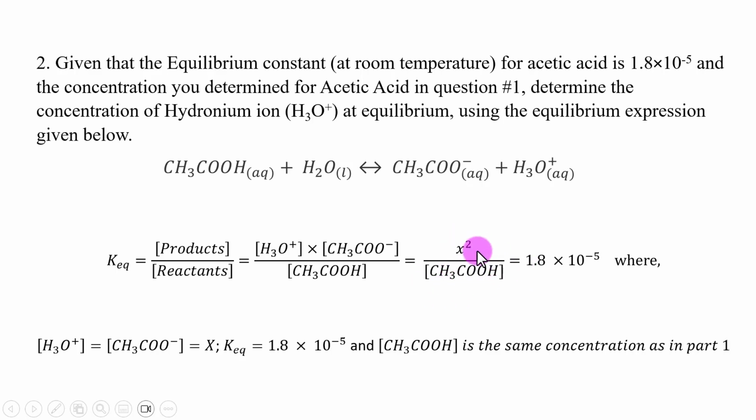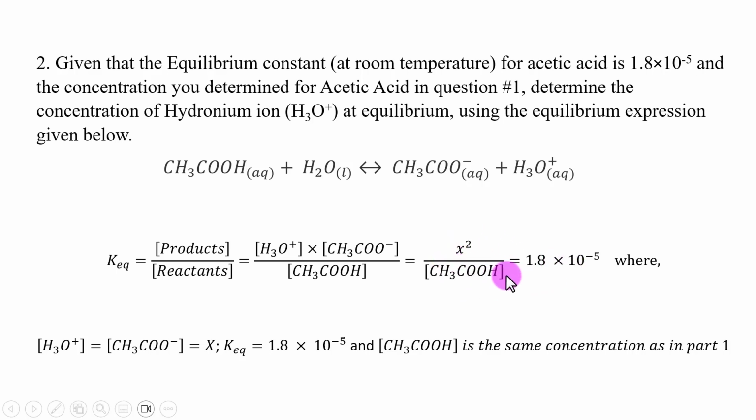And this is equal to 1.8 times 10 to the minus 5, because the problem gives me the equilibrium constant for acetic acid at room temperature. Okay, so we have the concentration of H3O+ equal to the concentration of CH3COO-, and they're both equal to X. And therefore, we have X times X equals X squared over the concentration of your acid from part 1 equals 1.8 times 10 to the minus 5.